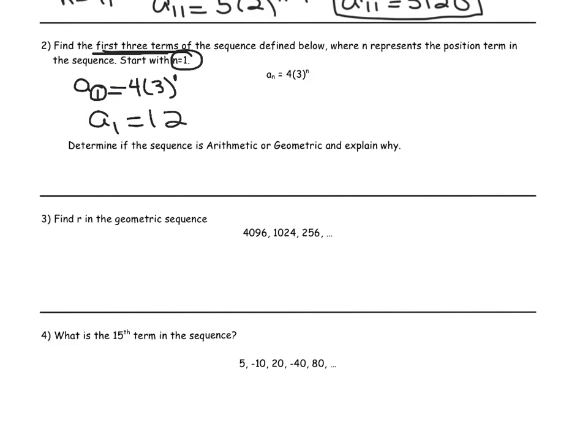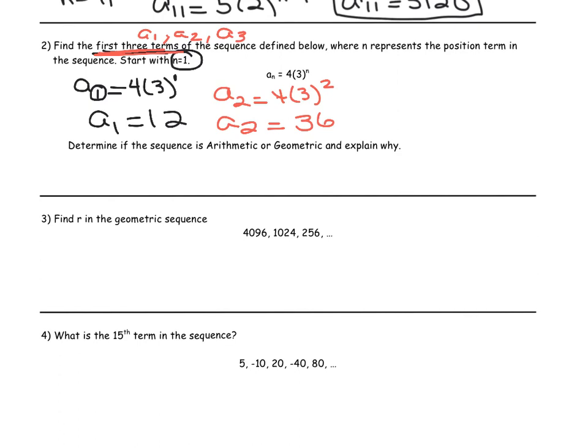All right, let's keep going. I want the first 3 terms. So I took care of a sub 1. Next, I want a sub 2. And then lastly, I'll get a sub 3. Those will be the first 3 terms. Okay, so for a sub 2, we'll have 4 times 3 to the second. Plug that in my calculator, and I get a sub 2 equals 36.